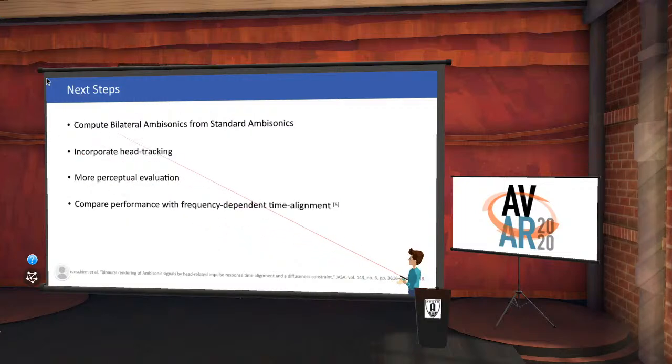The next step, the first one, will be to find a way to compute the bilateral ambisonics from standard ambisonics, to incorporate head tracking, and of course to do more perceptual evaluations, because we only did a simple MUSHRA test with one static source in a simulated room, and to compare the performance with the previously suggested method, like the frequency-dependent time alignment method that was recently suggested.